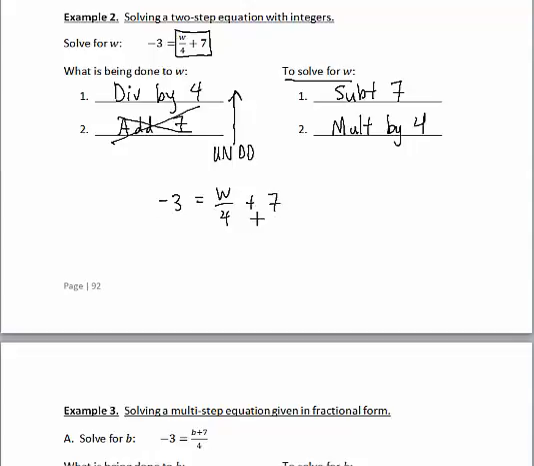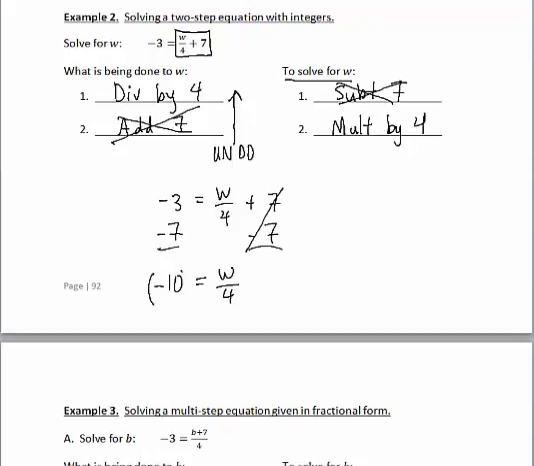So here's our equation. First step is to subtract 7 from each side. I simply like to write the operation, the step, underneath the equation. You see that the 7's cancel. And on the left, we have a negative 10. So we have subtracted 7, and the last step on our list is multiply by 4.